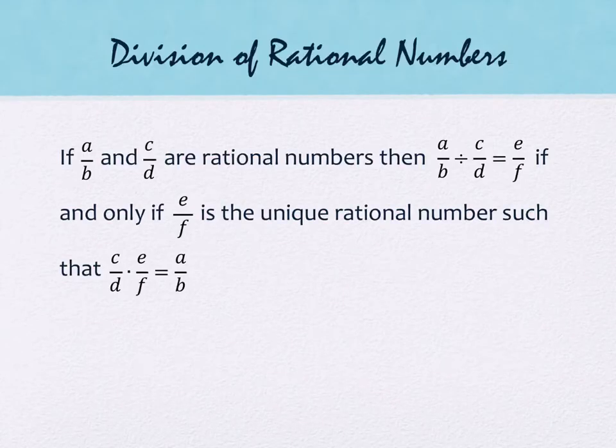So if we have two numbers, a over b and c over d, that we're wanting to divide, so a over b divided by c over d, then it is the unique number, oh, I have a typo in what I wrote on the paper. It's the unique number e over f, if and only if you can multiply that e over f to the other side and achieve the same result. C over d times e over f is equal to a over b.